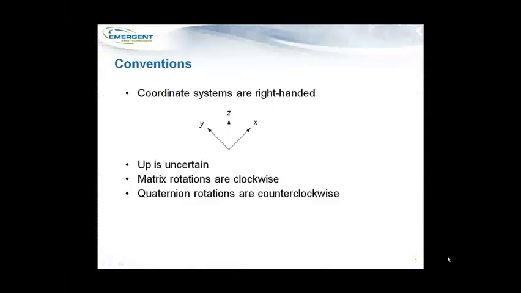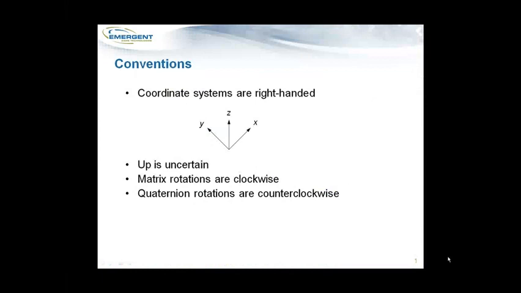The Gamebryo scene graph has its own particular conventions. First of all, Gamebryo coordinate systems are right-handed. If your right thumb points along the x-axis and your right index finger points along the y-axis, then your right middle finger points along the z-axis. Whether y or z is up is uncertain. In fact, x could be up. Gamebryo doesn't care. Now, many runtime systems use y, but Scene Designer uses z up. This mismatch is in part from a historical mismatch between the way Maya and Max, the two art tools most often used with Gamebryo, conceive of up.